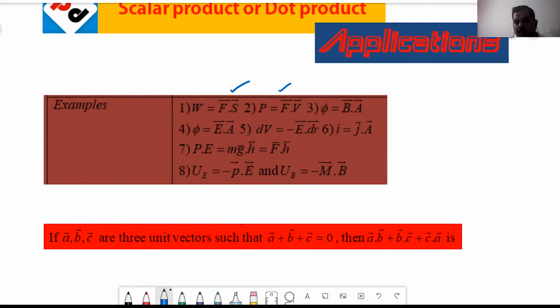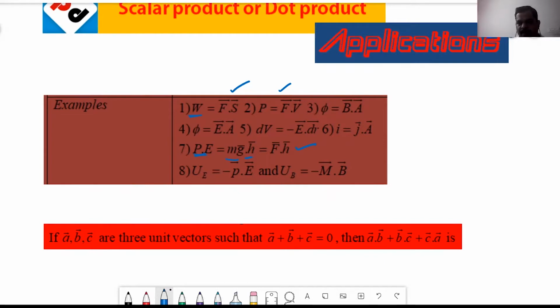And we get one more dot product in the first year syllabus, that is potential energy, which is nothing but work done only. Work done and energy are the same, so force into displacement. So this is F bar dot H bar.